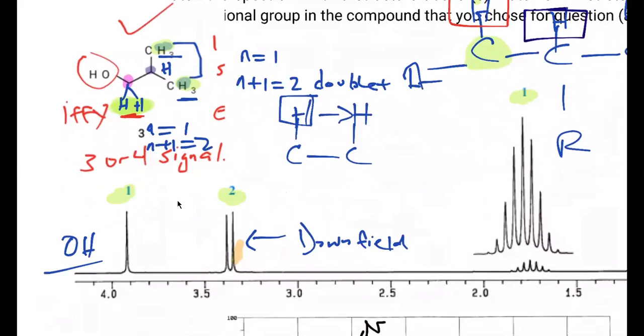That's why it's only showing up as a doublet. All right. Why is it so far downfield? Because it's right next to that OH. Because it's next to oxygen. Exactly.